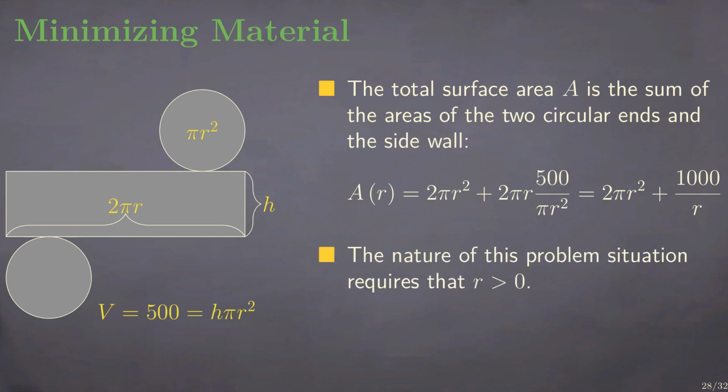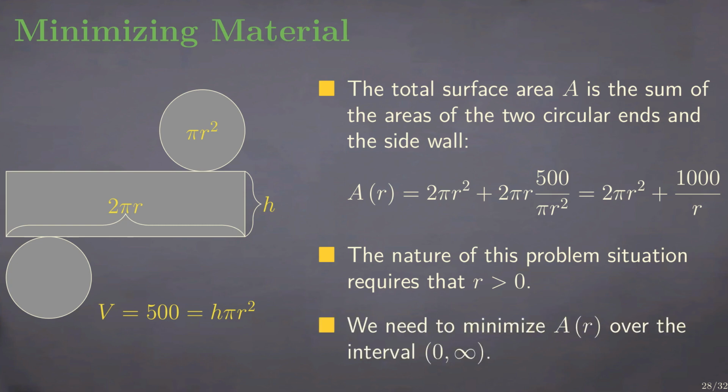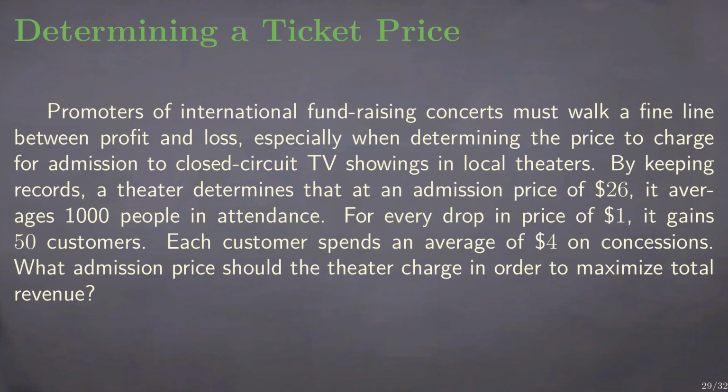And we know that the radius should be positive, right? So that is the problem of minimizing the function A(r) over the interval from 0 to infinity. So that's the second example that we have. And the last example that we want to introduce is from business.